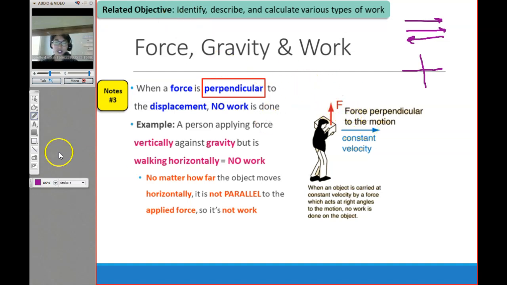Okay, so if your force is upwards, like you can see here, this person's lifting this box up, but they're moving to the right. Moving to the right is a perpendicular motion, and so there is no work done here. Give me a thumbs up if that's making sense. No matter how far this person moves, there will never be any work done on this box if it's perpendicular or horizontal, not parallel. Okay? So yes, it's not work.